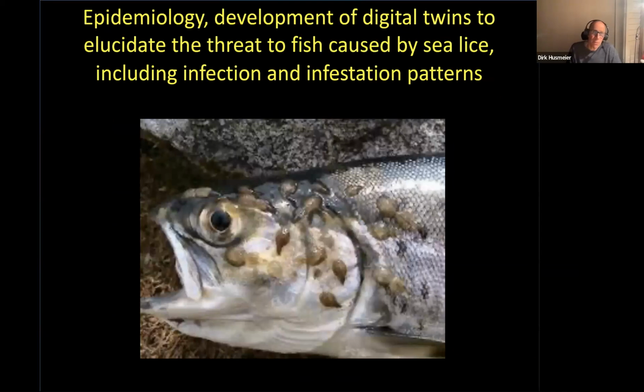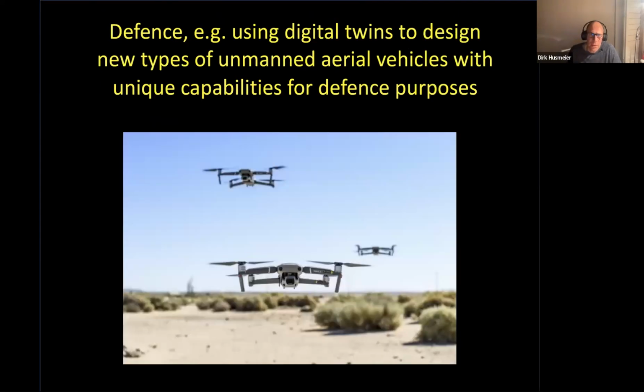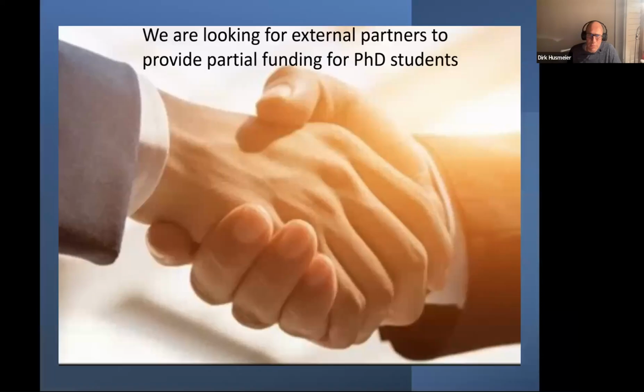We have applications in epidemiology. For example, we are focusing on the development of digital twins to elucidate the threat to fish caused by sea lice, including infestation and infection patterns. And we have applications in defense related to using digital twins to design new types of unmanned aerial vehicles with unique capabilities for defense purposes.